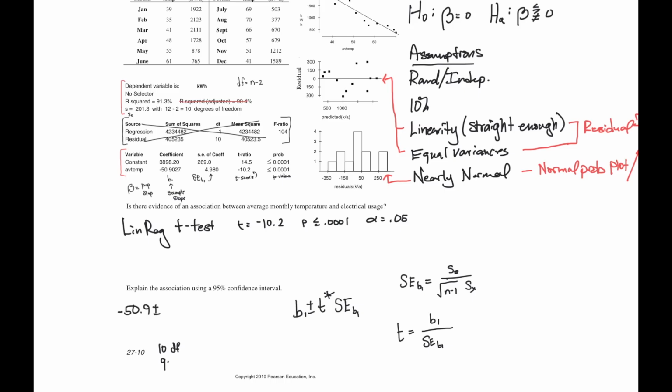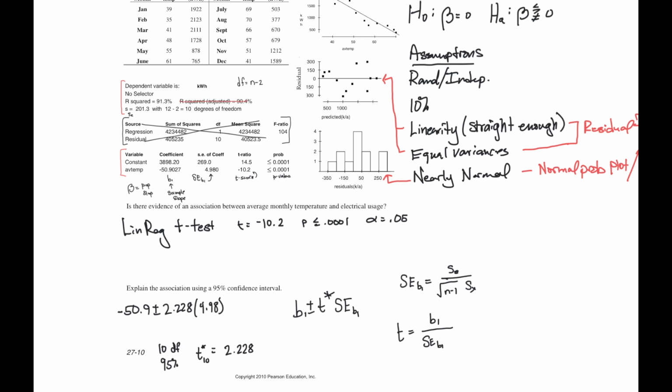So I need to look up, we'll say 95%. We're going to look up that number. If you look in your T table, you're going to find that your T star for 10 degrees of freedom with 95% confidence is 2.228. So we're going to do 2.228 times the standard error for the slope. Well, the good news is we know exactly what that is. That standard error for the slope is right here. So that's 4.98. So times 4.98.